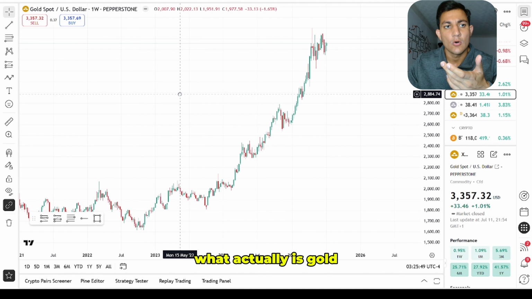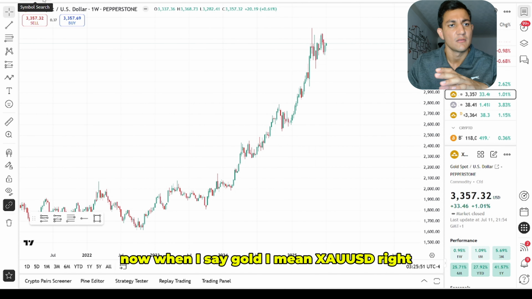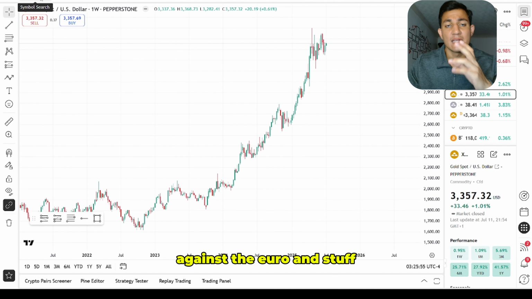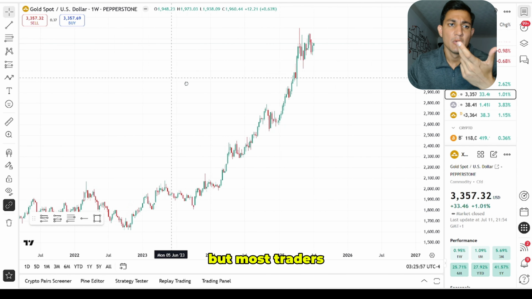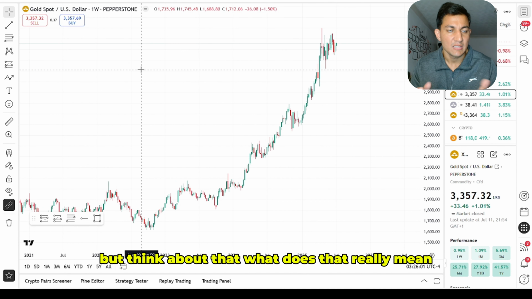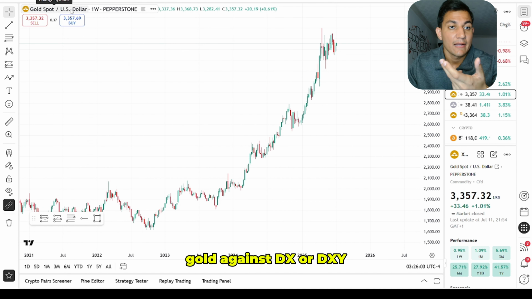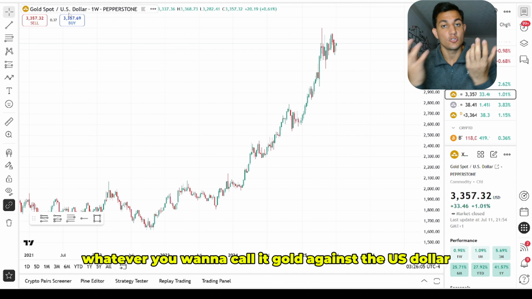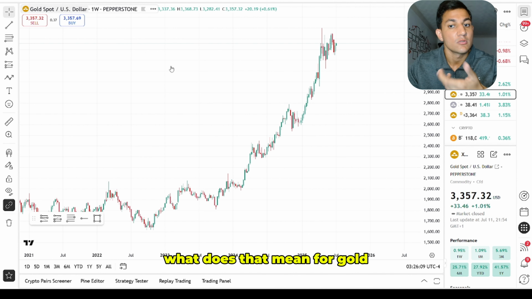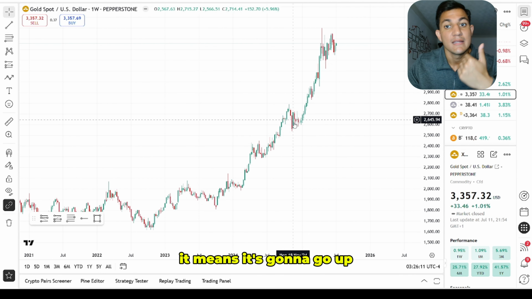What actually is gold? Now, when I say gold, I mean XAU USD, right? You can trade XAU against the euro and other currencies, but most traders are trading gold against the US dollar, right? But think about that. What does that really mean? Gold against DX or Dixie, whatever you want to call it, gold against the US dollar. If the US dollar is bearish and dropping, what does that mean for gold? It means it's going to go up, right?